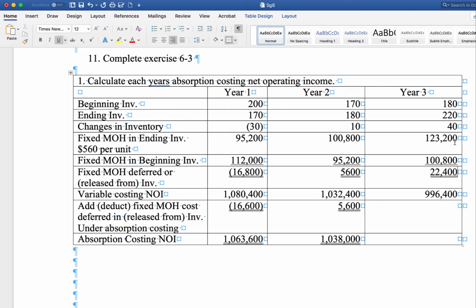So what's happening here is fixed manufacturing overhead under the absorption method is actually deferred to inventory. Okay, so because inventories are increasing, absorption costing net operating income has to be greater than variable costing net operating income. That makes sense. Again, why does it make sense? Because variable costing is recognizing all of the fixed manufacturing overhead. Okay, all of it.